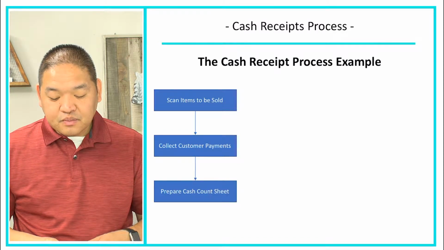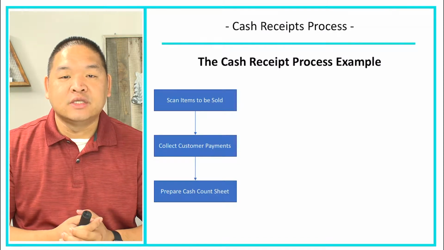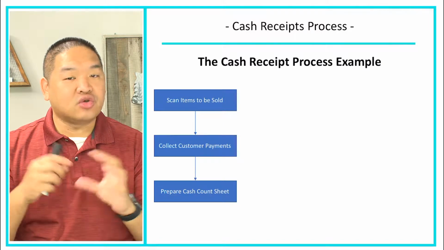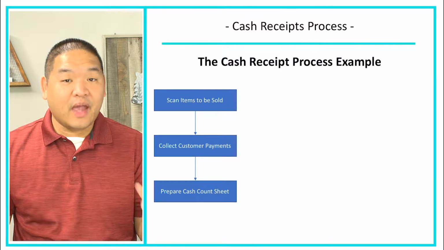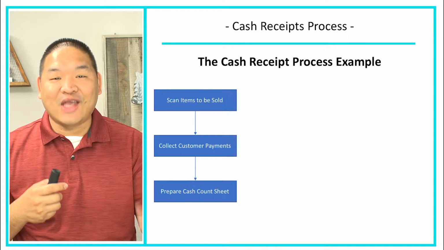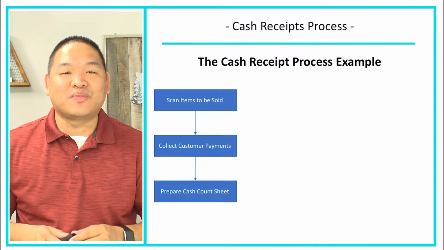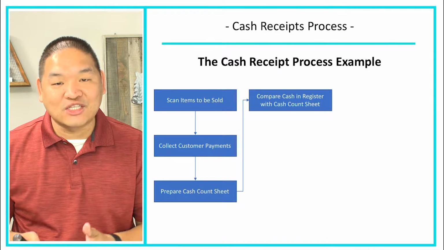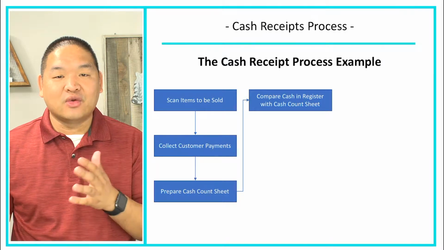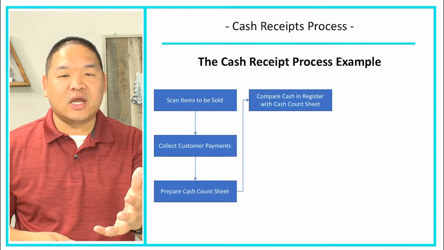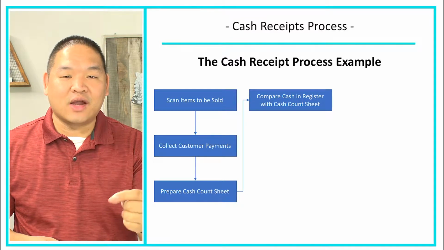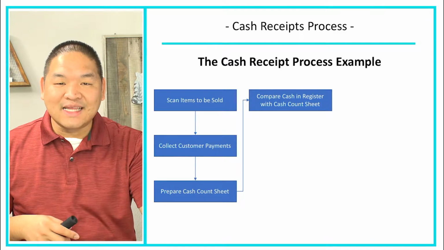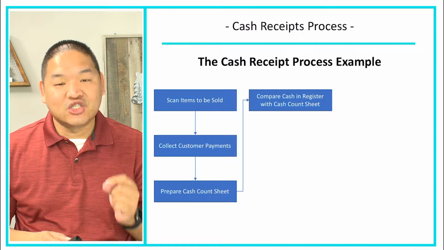Once we've done that, we'll prepare what we call a cash count sheet. So at the end of the day, that cashier might take their drawer to the cashier's office, and the cash is counted up, and then a cash count sheet is prepared to show how much cash was received and collected. Then from there, we're going to compare the cash in the register with the cash count sheet. Usually the cash count sheet now is done electronically, and a computer system keeps track of the cash as the POS system is running. So that's how we can compare what's in the till versus what the cash count sheet shows.